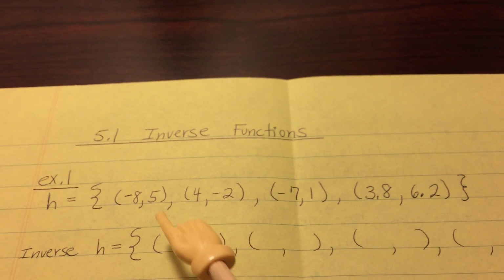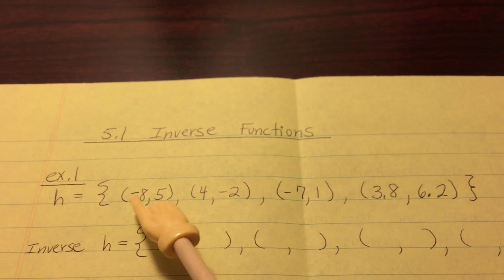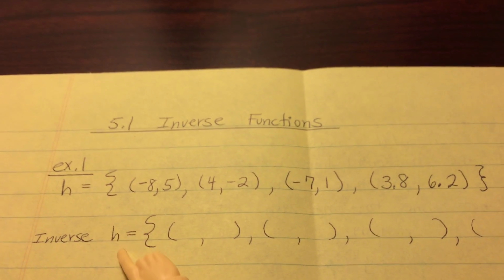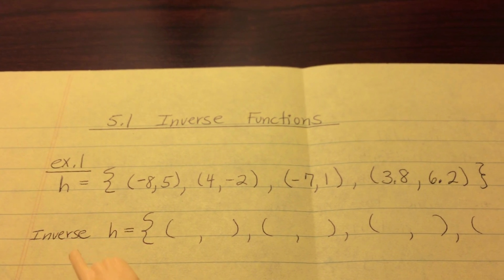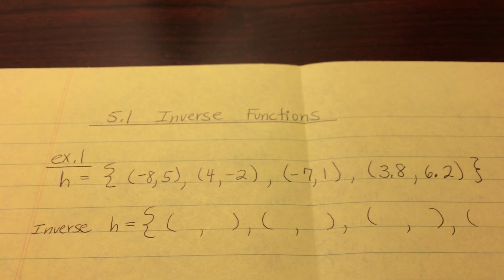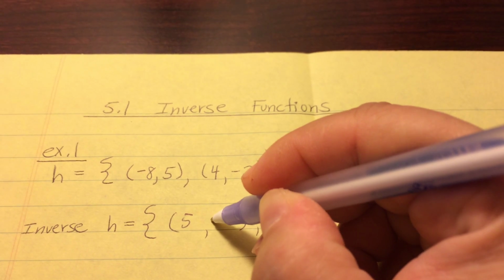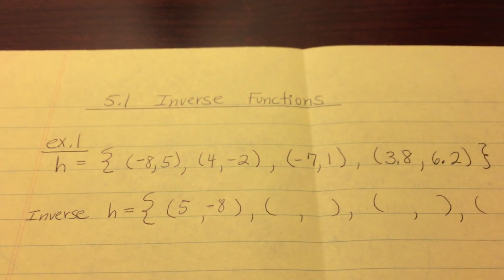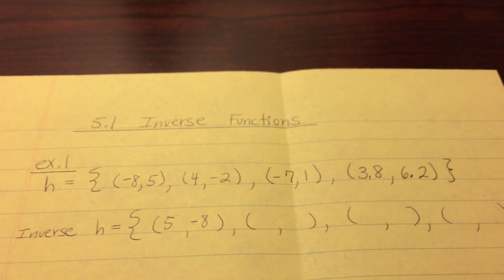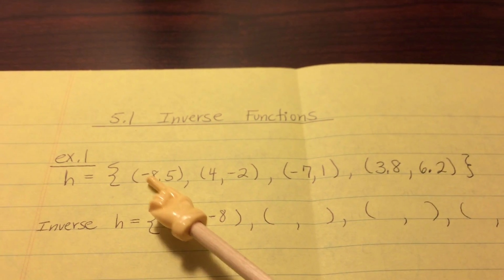So what it means when we say the inverse function is that we take the x and the y and we interchange them. We switch them around. So for the inverse h, because this function is an h function, if we find the inverse h, then the 5 and the negative 8 switch. So we have a 5 right here and a negative 8 right here because they switched positions. So now the new x, the inverse x, was from this y. They're switching positions.